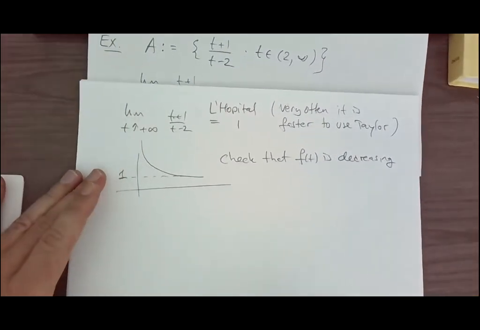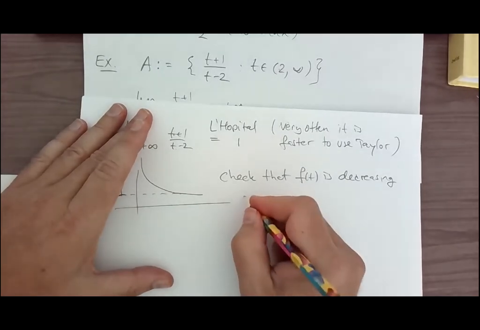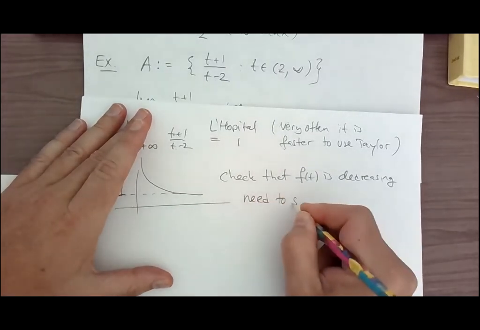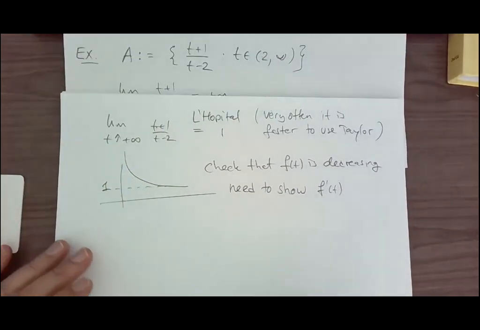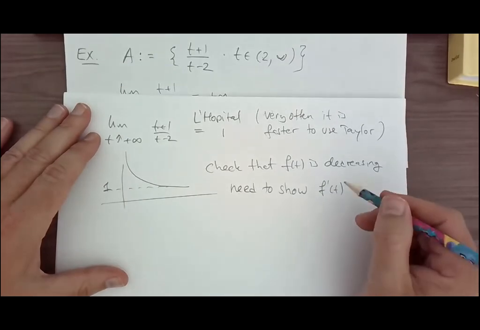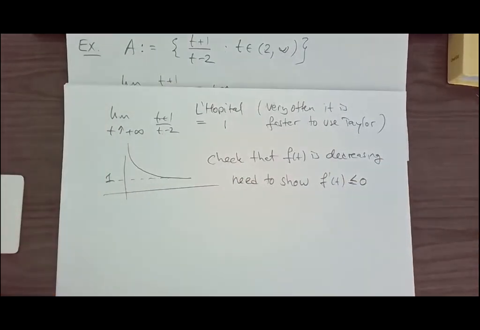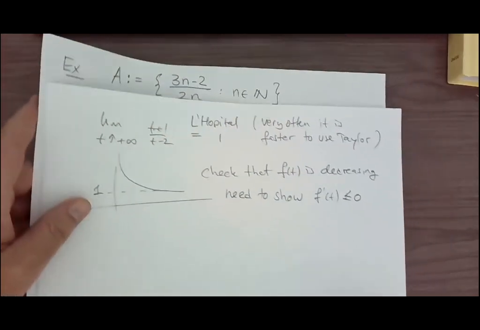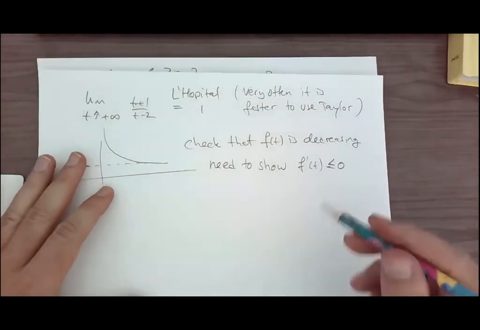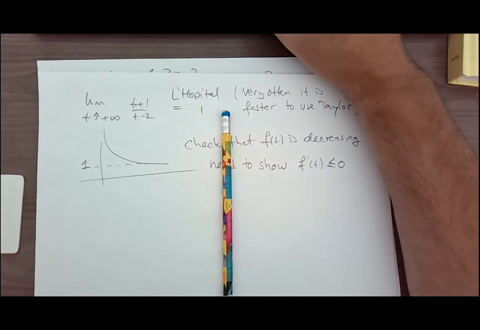How would we check that? Well, it's a smooth function, so we need to show that f prime of t is negative. You can either do this by hand or you can use Mathematica. And let me just show you how it goes in Mathematica.